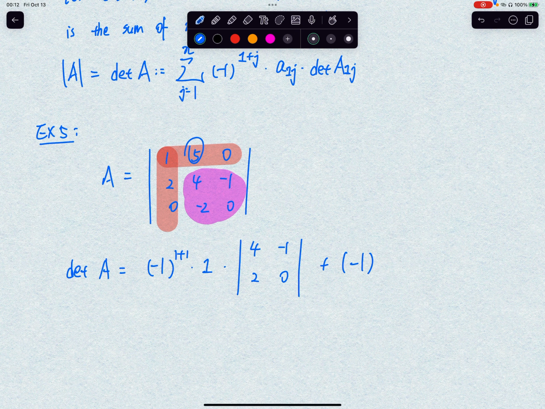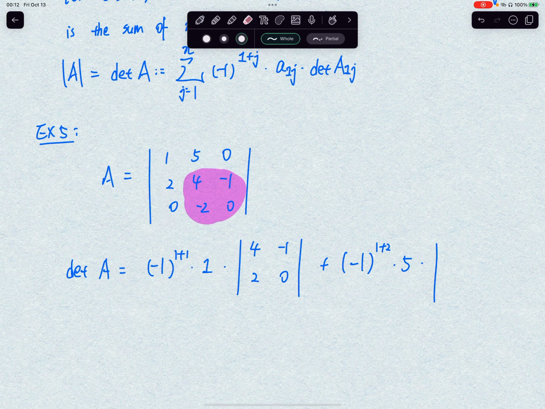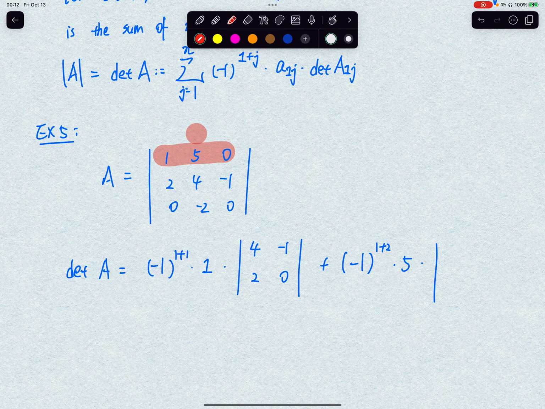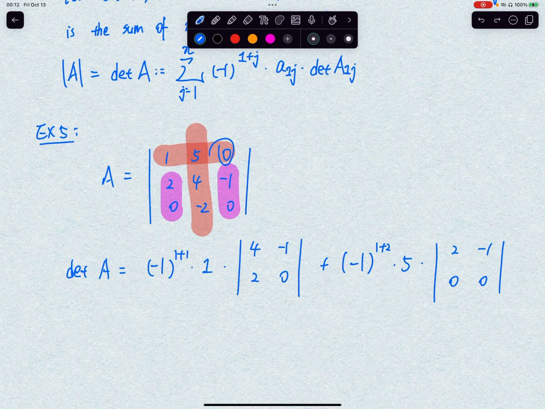So 5 is in position 1, 2, right? So it's 1 plus 2, and times the 5, and this time we start with 5 and we cancel the row and corresponding column and use the determinant generated by 2, minus 1 and 0, 0. Now for the last term, it is 0. So that is A13 is 0. So we do not need to bother writing this down since it vanishes anyway.